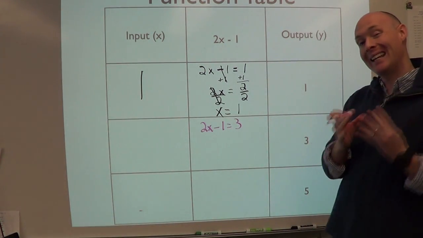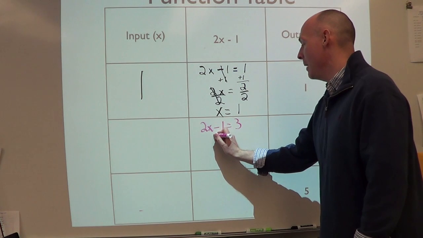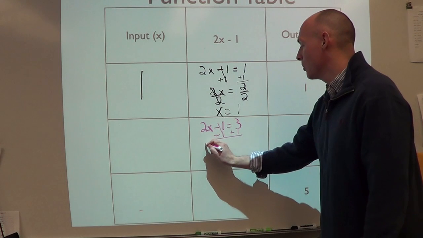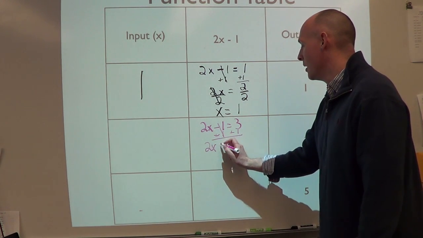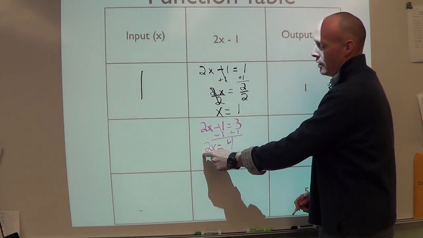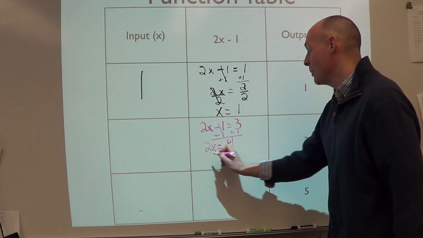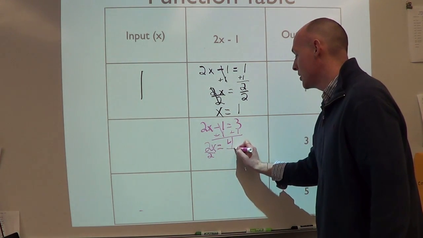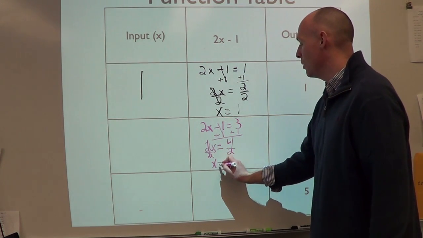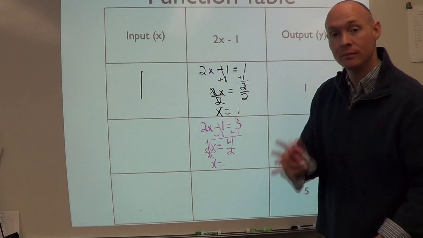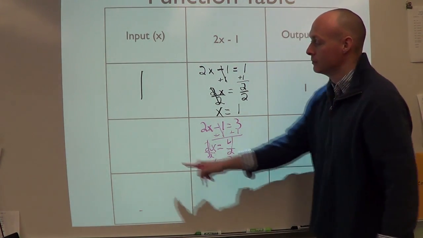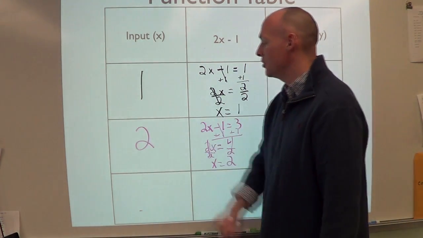2x minus 1. Got to get rid of that minus 1 first. To do that, add 1 to both sides. Those will cancel. So we're left with 2x equals 3 plus 1 is 4. To get rid of that 2 times x, we have to divide by 2 to both sides. Those will cancel, leaving x equals 4 divided by 2 is 2. X equals 2. Therefore, my input is 2.